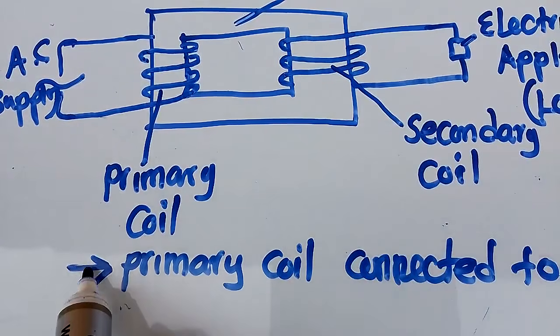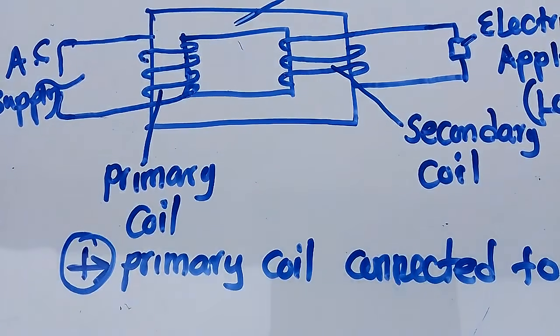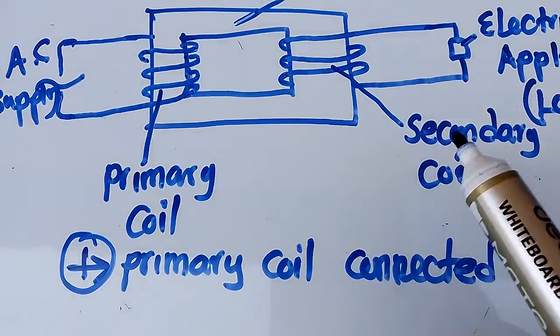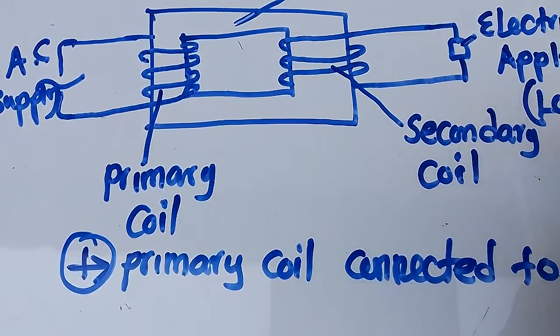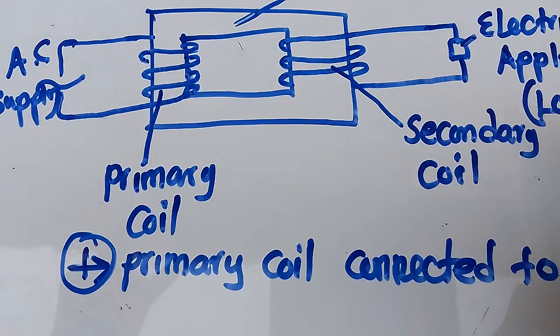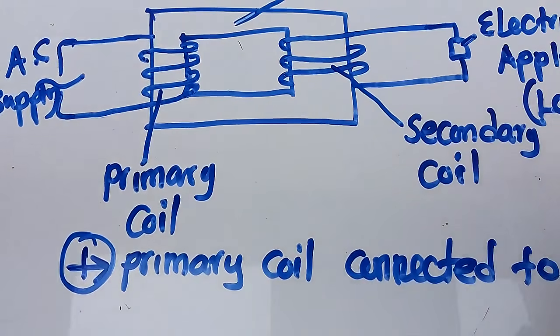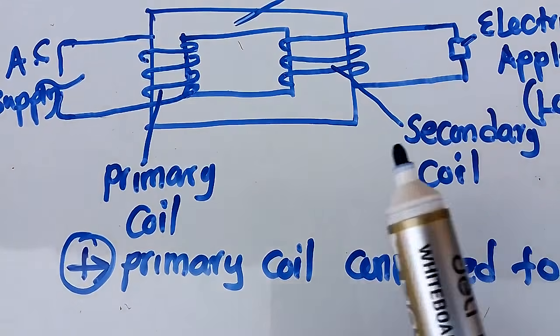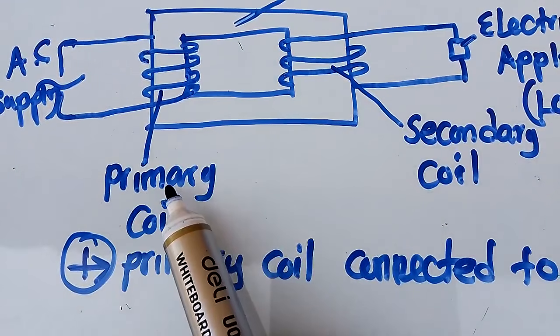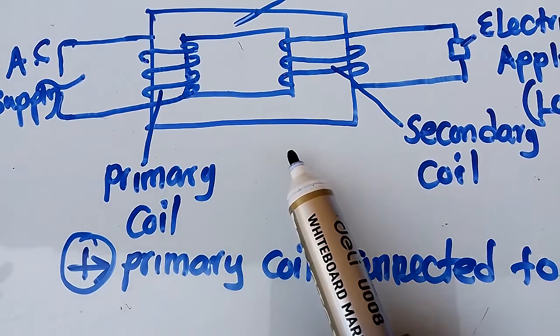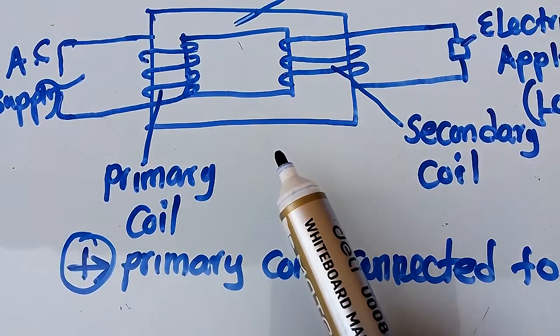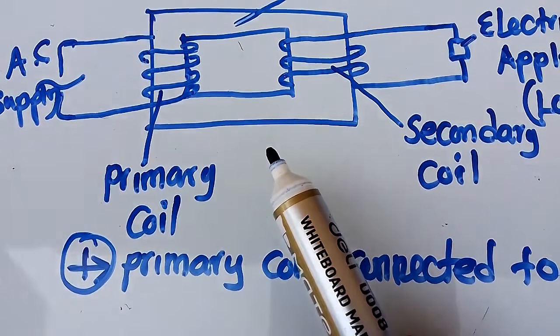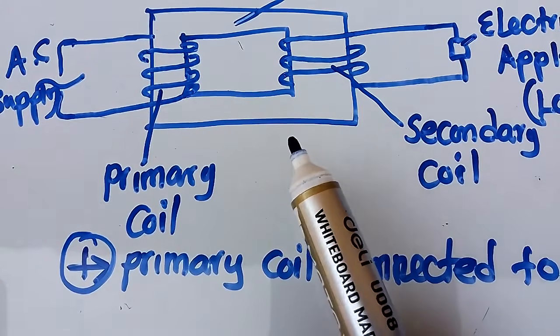You just need to put down three points which I've illustrated here. The first point is where you explain how the primary coil is connected to AC supply and the secondary coil is connected to the electric appliance. The second point is where you say that when an alternating current is applied to the primary coil, it produces magnetic fields and changes the direction of the magnetic field frequency. That is the second point.